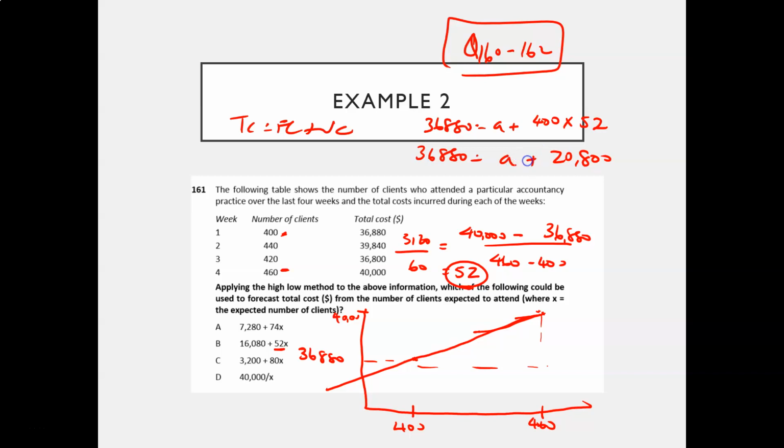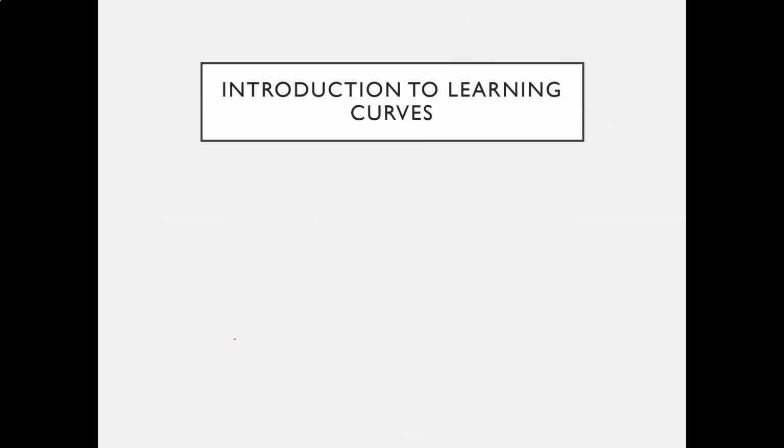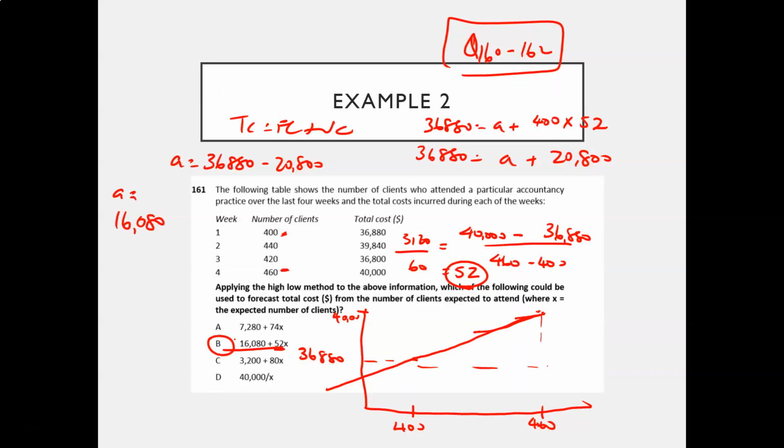36,880 is equal to a plus 20,800. And so a is equal to 36,880 minus 20,800, and a is equal to 16,080. And so you have that there. Excellent. And I think that's really it for those questions before we jump into the learning curves. So yeah, great stuff. So as usual, pause the question and then go through it yourself and see how you're doing. Awesome.